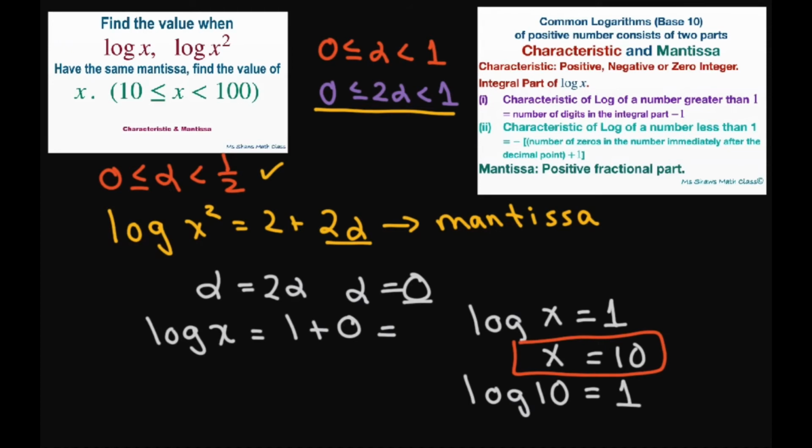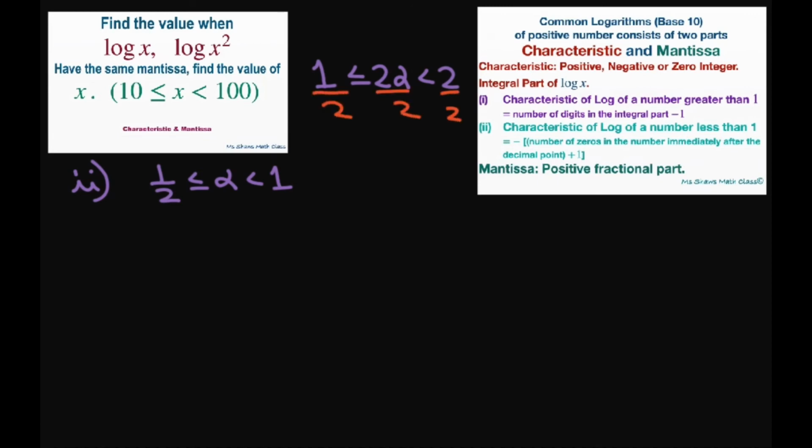The next thing we're going to look at is 1/2 to 1. So let's look at that part. I'll call this condition 2. All right, so we're going to look at this fractional part for our mantissa. That would mean 1 is less than or equal to 2 alpha is less than 2. And again, if you divide each of these pieces by 2, you get back to this.